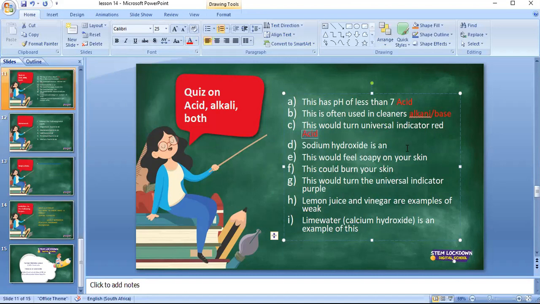Sodium hydroxide is an alkali. It's what? We said sodium hydroxides are what? I explained to you yesterday. So they are alkaline, and then we call them what? A reaction of acids and? Bases. So it's a base. Sodium hydroxide is a base.